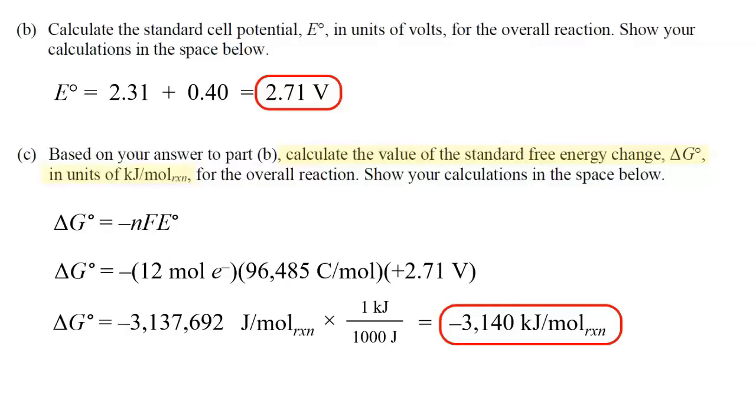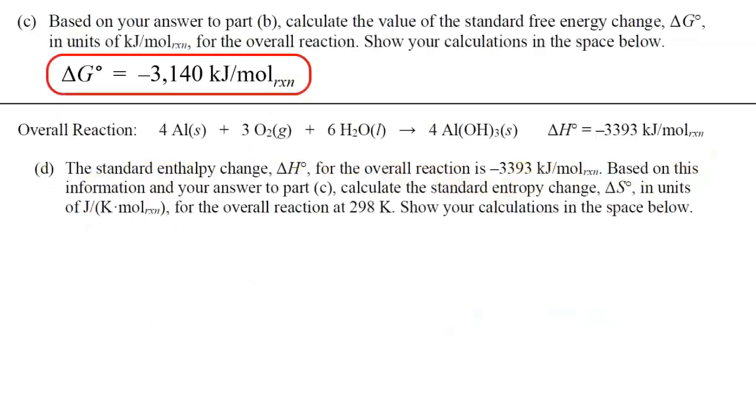Now let's take a look at part D of this question. It says, the standard enthalpy change, or delta H, for the overall reaction is negative 3,393 kilojoules per mole of reaction. Based on this information and your answer to part C, calculate the standard entropy change, or delta S, in units of joules per Kelvin mole of reaction for the overall reaction at 298 Kelvin.